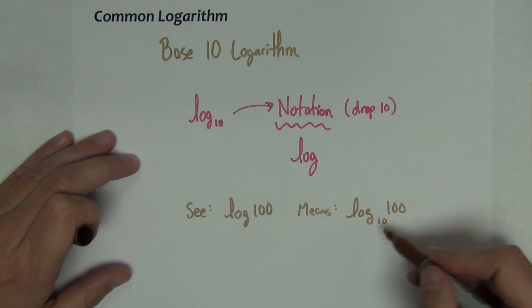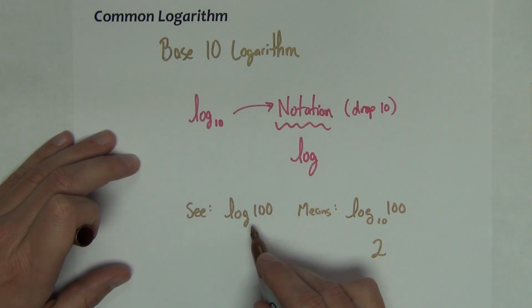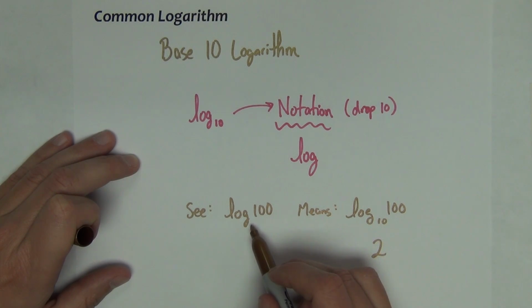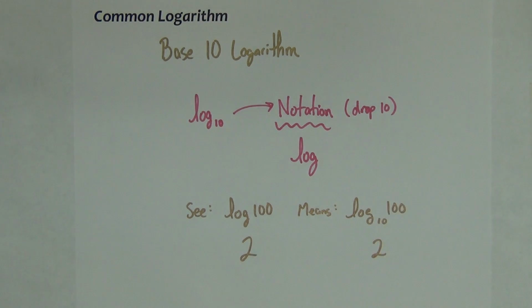So what it means is 10 to what power is 100? 2. Well, this means the exact same thing. You just have to imply and understand that if you don't see a subscript, it's really a 10. It's always going to be a 10 if we don't see the subscript underneath the logarithm. So also 2. So that's a common logarithm. A common logarithm is just a base 10 logarithm.